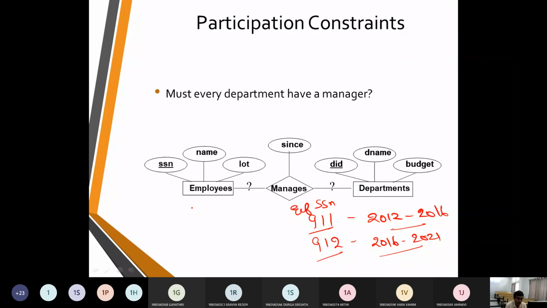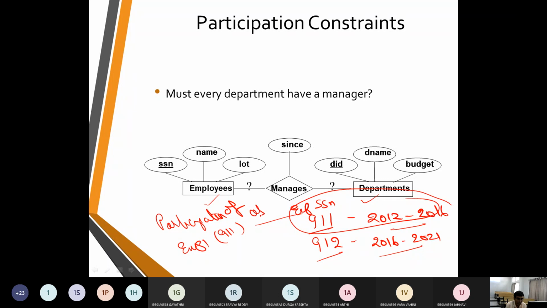In this case, we are going to have an employee, we are going to have a department, and the participation of employee 1, that is 911, as manager is for 4 years.